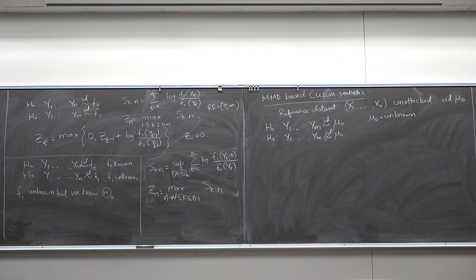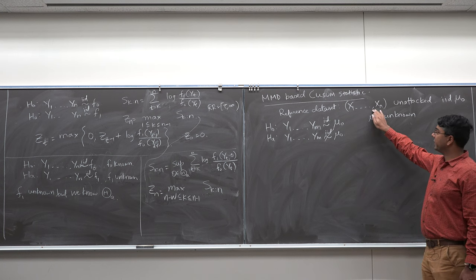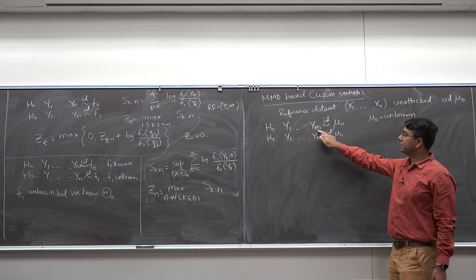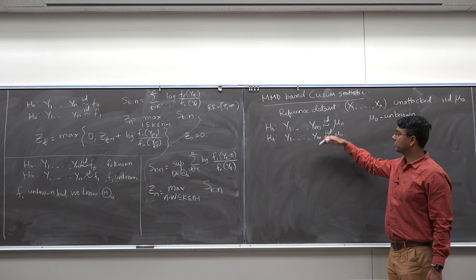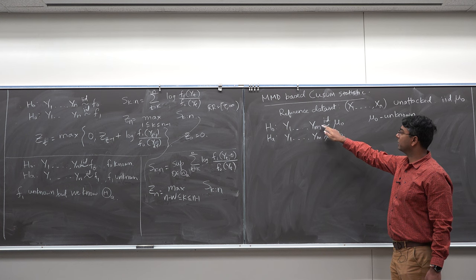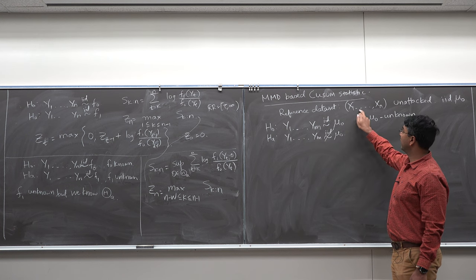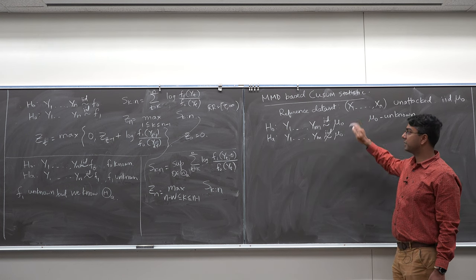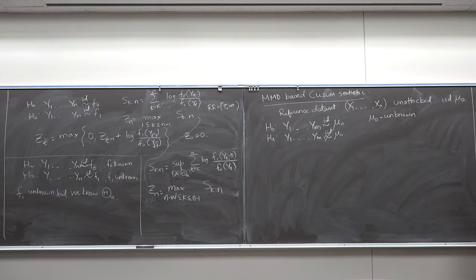How would you solve this problem? It's some distribution. I don't know if it is discrete, continuous, if it has a PDF or a PMF. It's some distribution, mu naught, which is unknown. I have a reference data set, and today's data set, Y1 to Ym. I want to know if today's data set has the same distribution as the reference data set, or not.